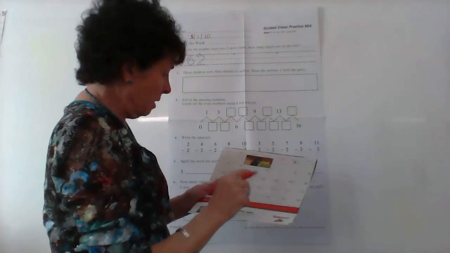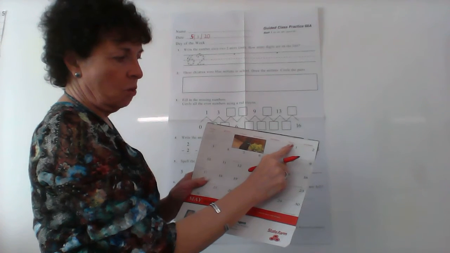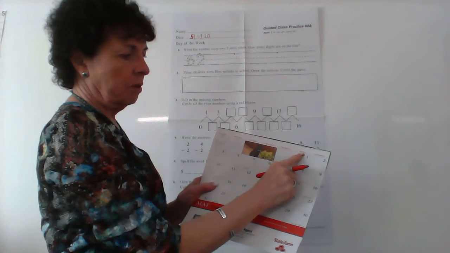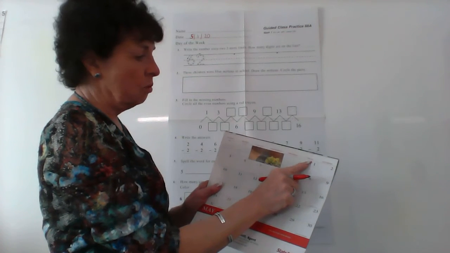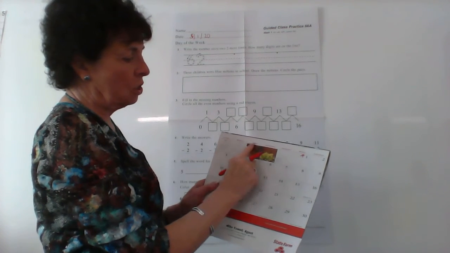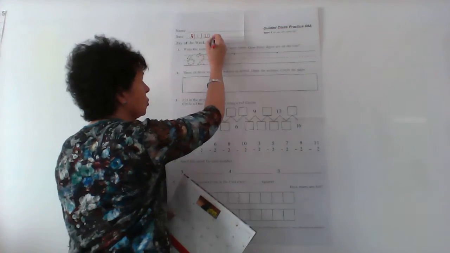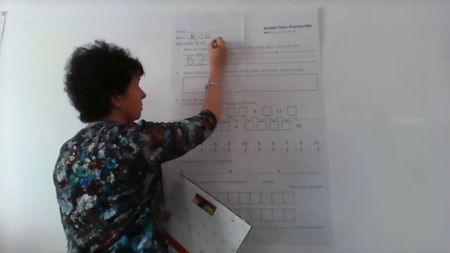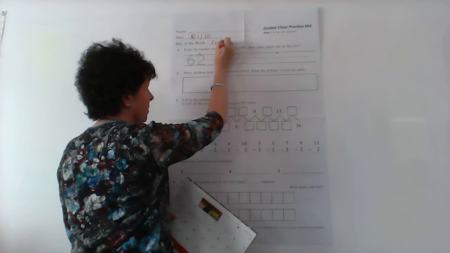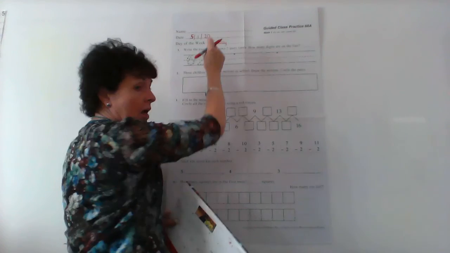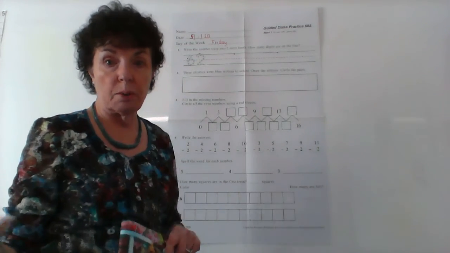Or, sorry, now let's look up here. We're going up to the day of the week. It says Friday. Now, if you didn't know that, or you couldn't read that, you could do Sunday, Monday, Tuesday, Wednesday, Thursday, Friday. Today is Friday, and you're going to write that on the day of the week. And you're going to put your name on there so that when I grade it, I know who it belongs to.